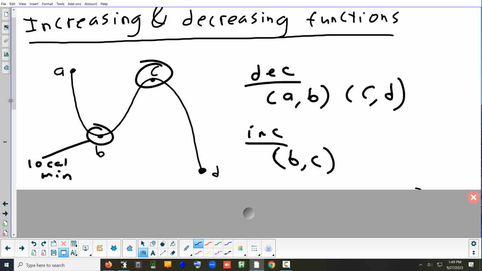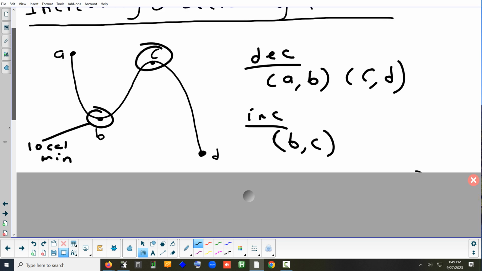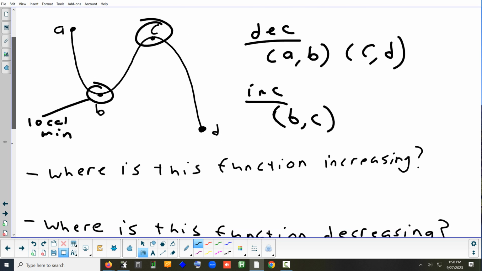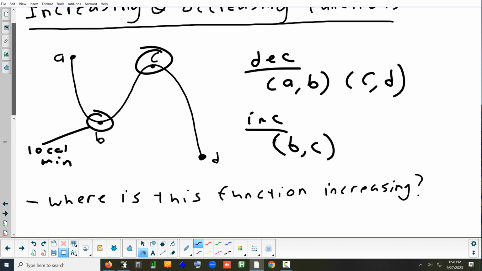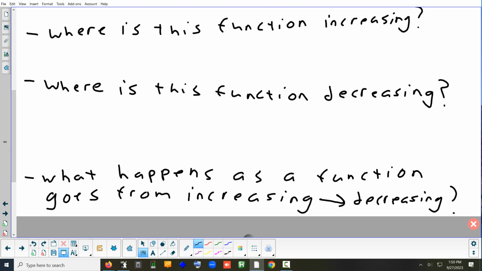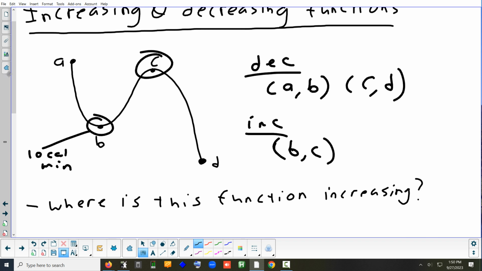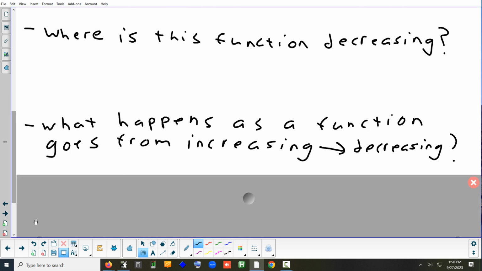So anytime you want to get kind of fancy, you could say anytime you go from a negative slope and you switch to a positive slope, you're going to have a local minimum at that point. So where is the function increasing? We already did that, B to C. Where is it decreasing? We did that. What happens as you go from increasing to decreasing? Well, we didn't really answer that. That's the other one. As you go from a positive slope and then switch to a negative slope, what do you get? The local max. Yeah, you get a local max.